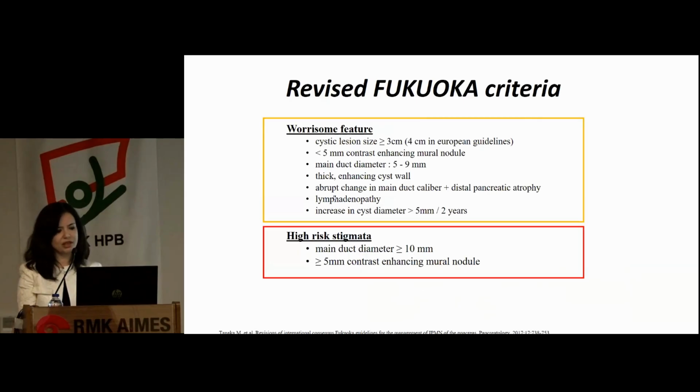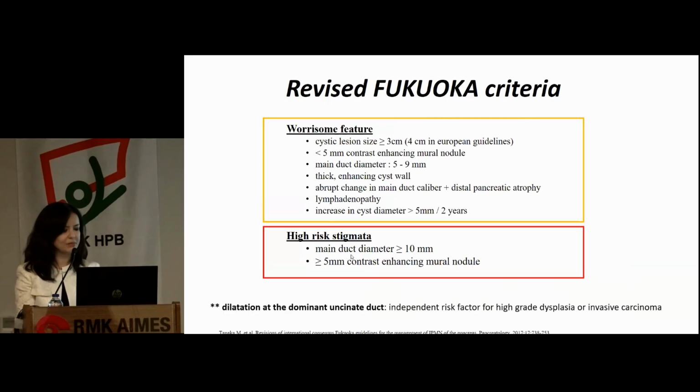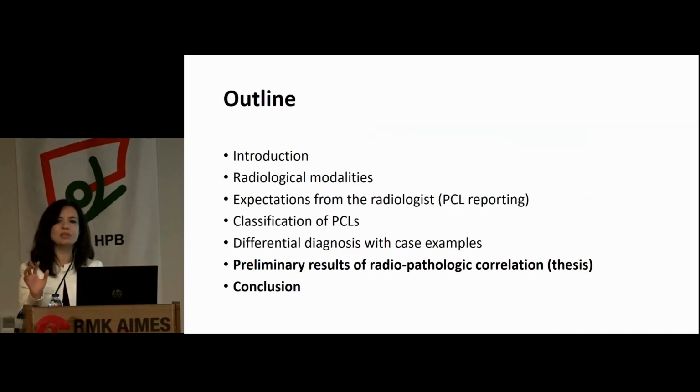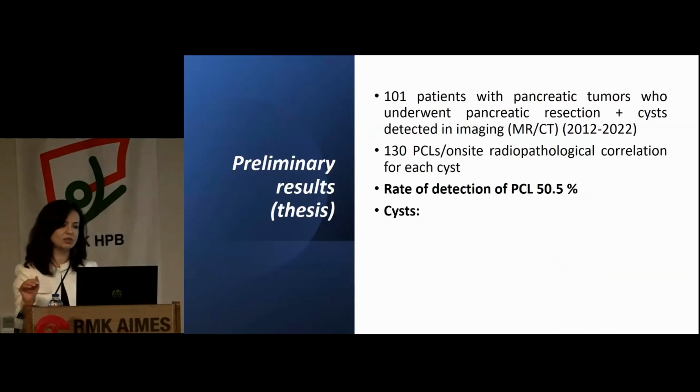These are the revised Fukuoka criteria that we use in our center. I won't go into detail, you know better than me. Although not included in the guidelines, if there is dilatation at the dominant uncinate duct, we try to mention this in our reports because recent data have shown that this is an independent risk factor for coexisting high-grade dysplasia or invasive carcinoma. Before I conclude, I would like to briefly share with you preliminary results of our study.